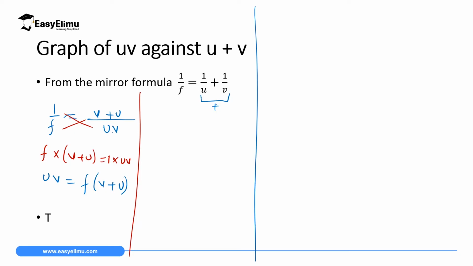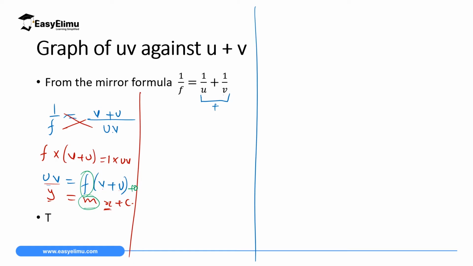Then now in this case, if we draw a graph of uv against u plus v, this graph will be a straight line, of the form y is equal to mx plus c, where y will be the value on the y-axis, that is uv, and v plus u will be the value on the x-axis. Therefore, it means this f here will be the same as the gradient m, and in this case we don't have c, so c is 0. It means this graph will pass through the origin.